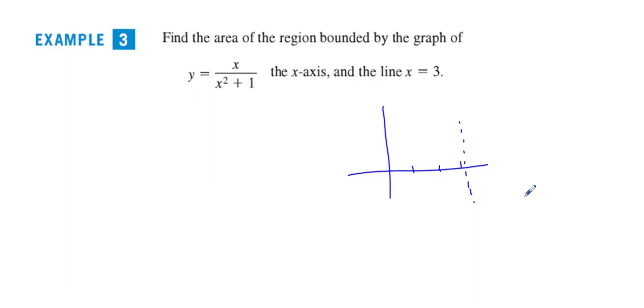I think they forgot to give us something though, didn't they? Or is it the right bound? I don't know. So we have to find the other boundary. We have to find where this graph crosses the x-axis, right? When would that be? That would be when, what? Y equals 0, correct?